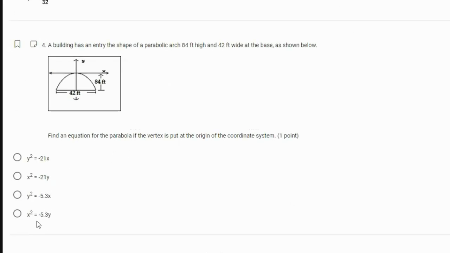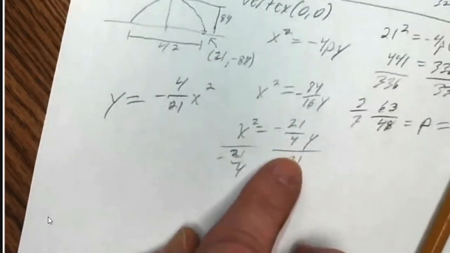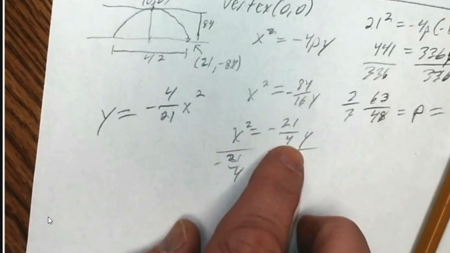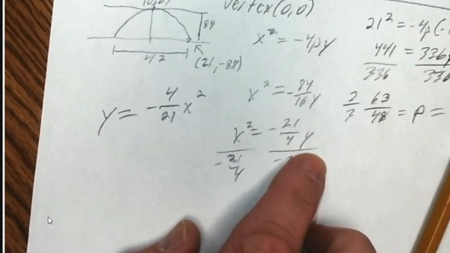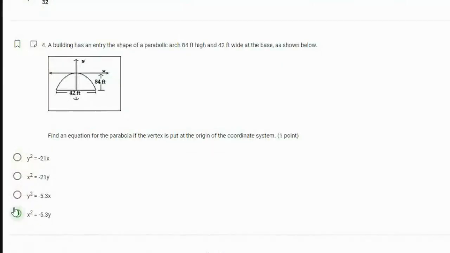And they did the decimal. Look at them. And they did the x squared version: x squared equals negative 5.3y. That'd be this. x squared equals negative 5.25y, but they rounded it to 5.3y. So it should be that one right there.